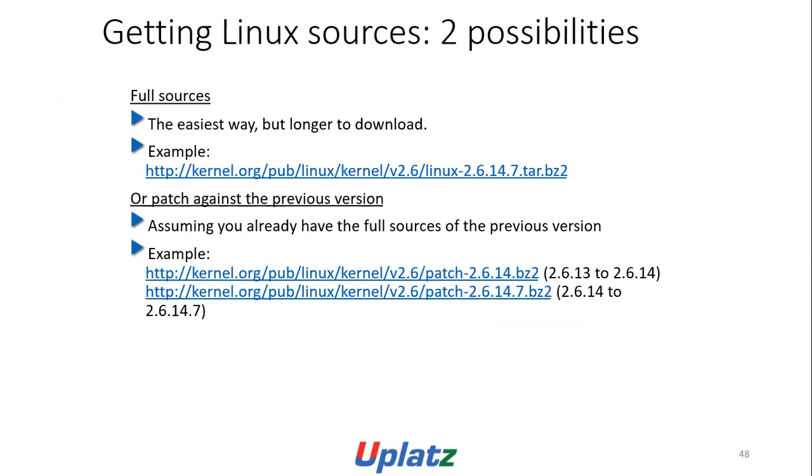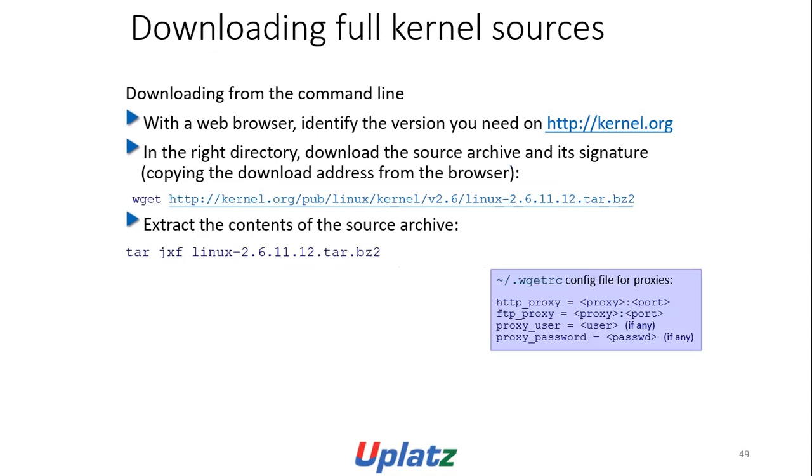Getting Linux sources is the easiest way to get files, but no longer by download. An example is given in the Linux 2.6.14.7 tar.bz2, or a patch against the previous version, assuming you already have the full sources of the previous versions, 2.6.13 to 2.6.14, 2.6.14 to 2.6.14.7. Downloading full kernel sources: download from the command line or with a web browser. Identify the version you need on kernel.org. In the right directory, download the source archive and copy the download address from the browser.